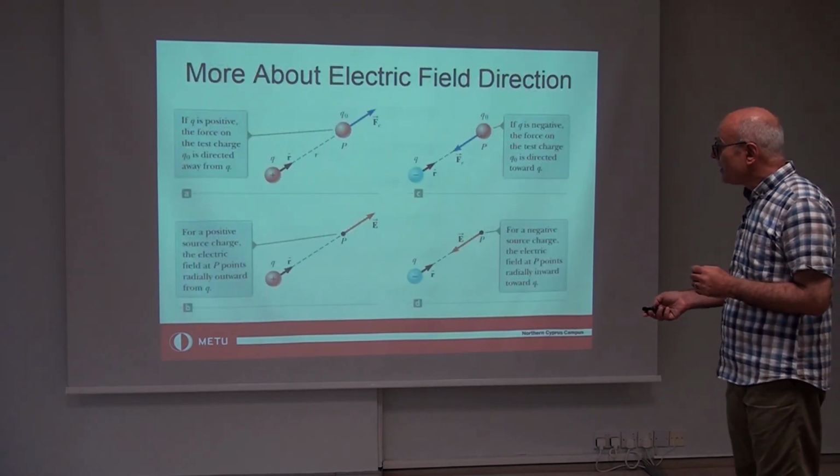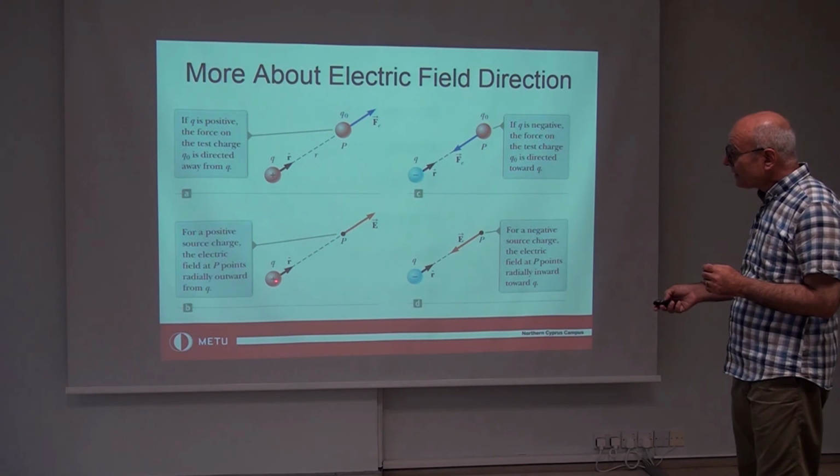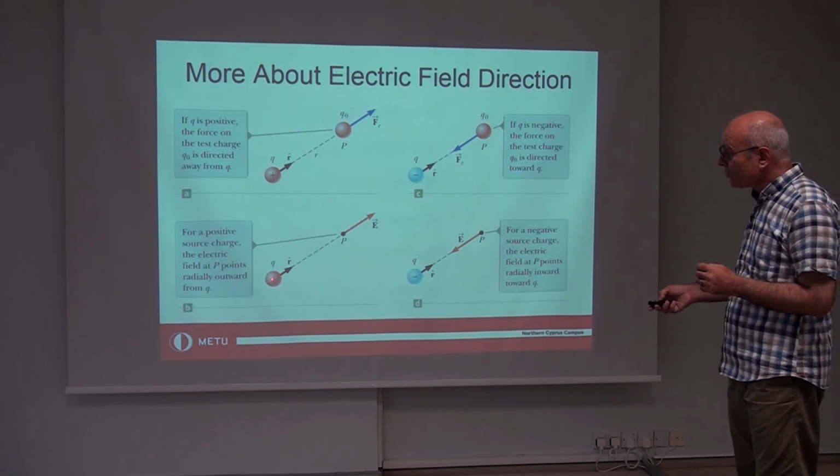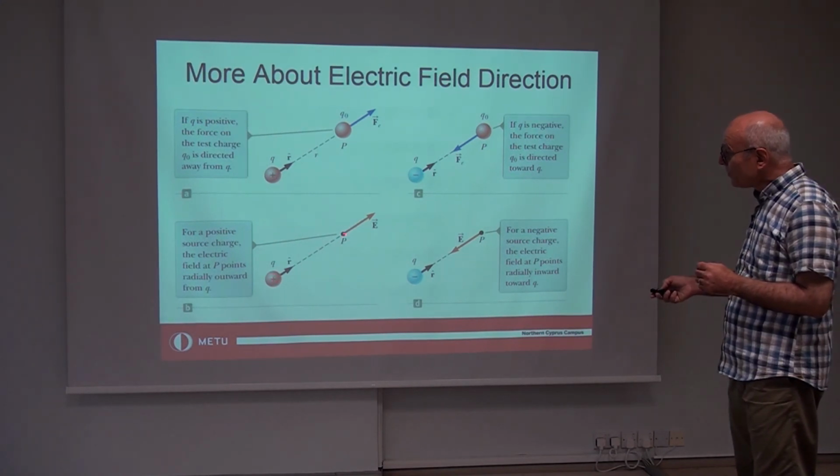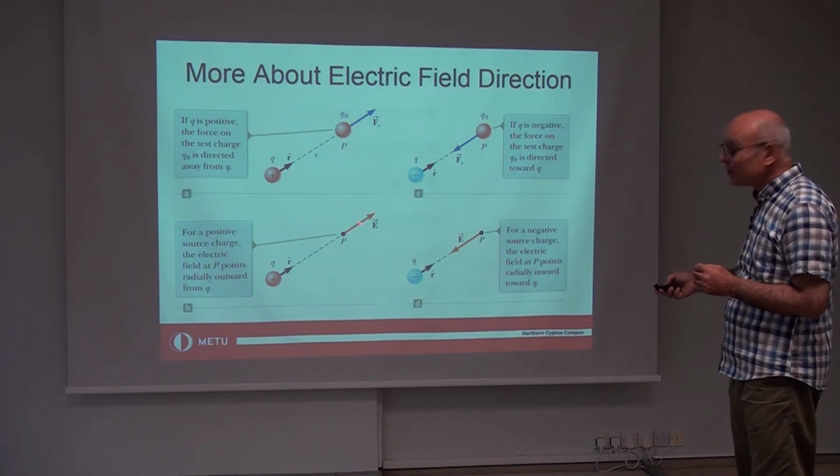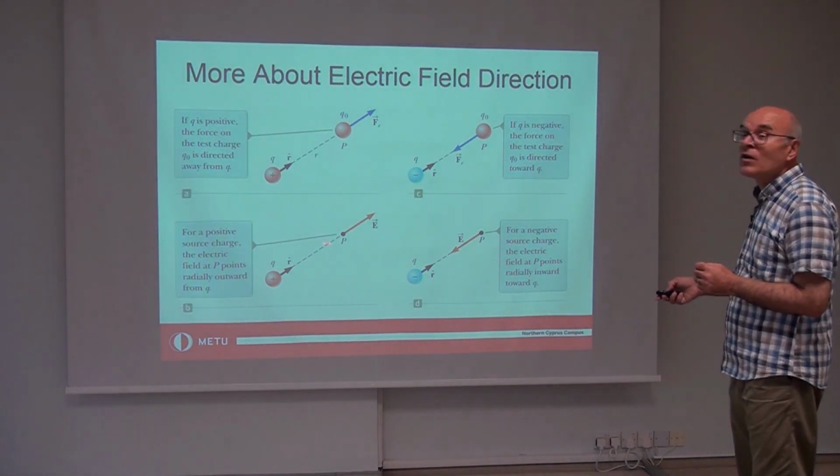And as we have seen before, the electric field of this positive point charge at this point P is definitely pointing in this direction. So it is along r hat, as we expect.